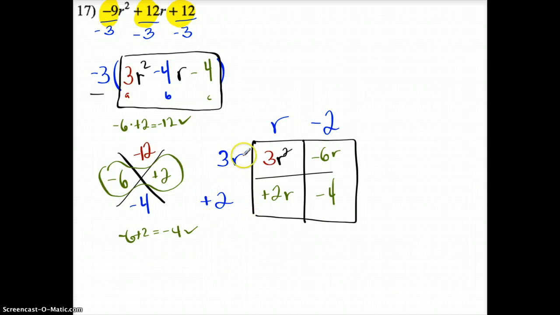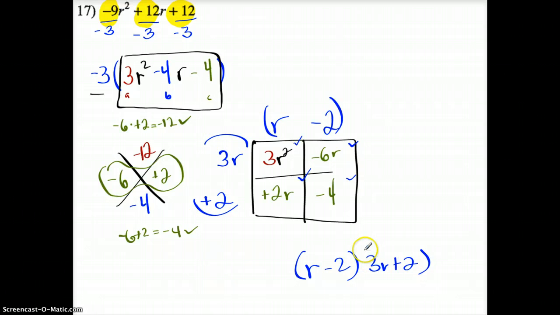Let's double check. 3r times r squared. Good. 3 times -2, -6r. 2 times r, 2r. And 2 times -2, -4. Okay, so our answer for this one should be r minus 2. That's the top factor. And 3r plus 2. This is our final answer.